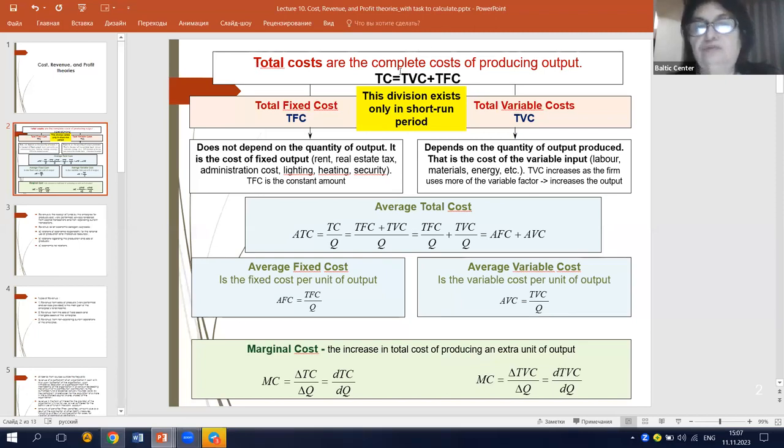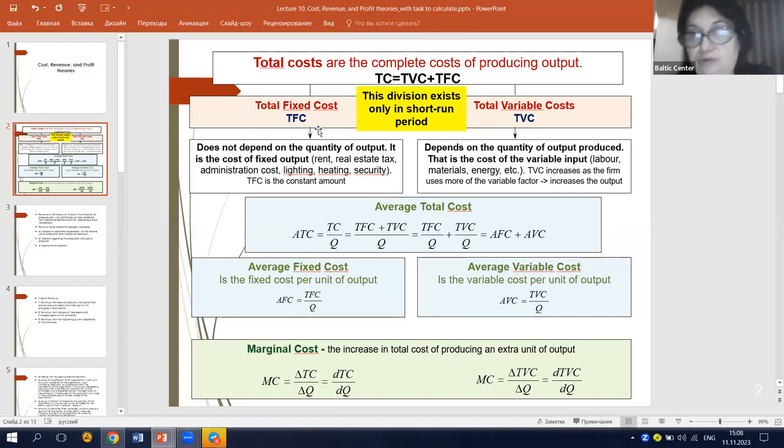And the formula here for total cost. So these are all the cost formulas that you can use. The total cost is the complete cost of producing output. You see here how we calculate it, by adding total variable plus total fixed cost. On the left we have the total fixed and the total variable.